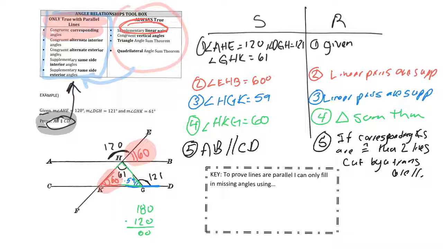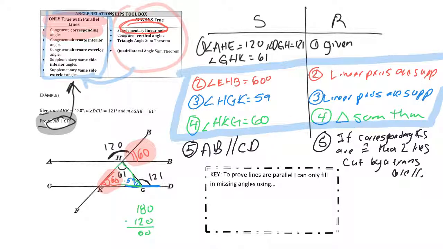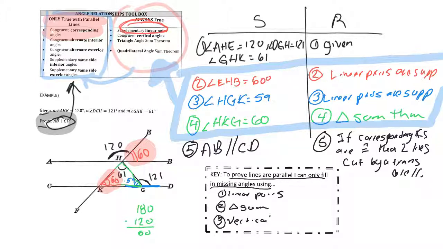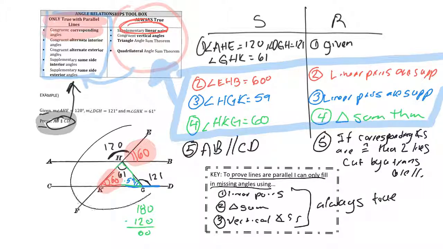So in my proof, you'll notice when I'm filling in angles, I have to use the things that are always true. So your key, when we're proving lines are parallel, is that I can only fill in missing angles using certain things. I could use linear pairs. I can use triangle sum. I didn't use them, but I could have used vertical angles here to fill in other angles. I could use these things that are always true to fill in angles, and then I could figure out if my lines are parallel.